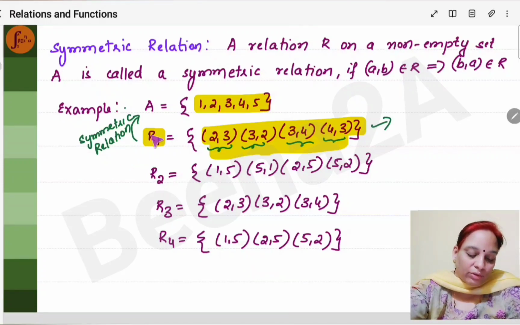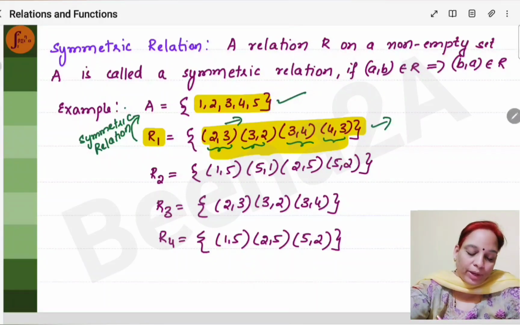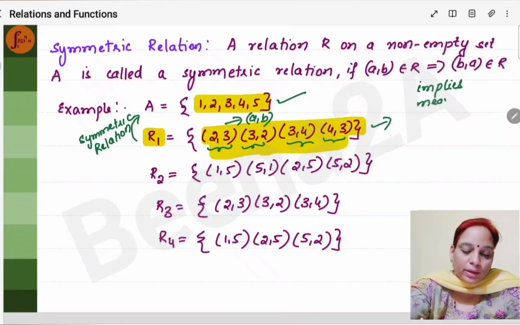You can say that R1 has a symmetric relation on set A. So what is the definition? A relation R on a non-empty set A is called a symmetric relation if (a, b) belongs to R, that is, you have an ordered pair. You can generalize this as (a, b). If this belongs to R, this implies that (b, a) should belong to R. So the second element and the first element get swapped.